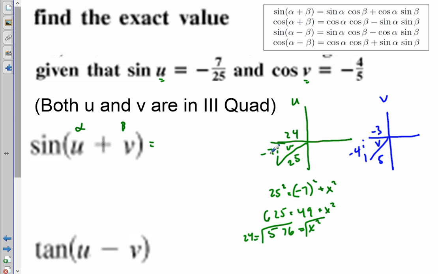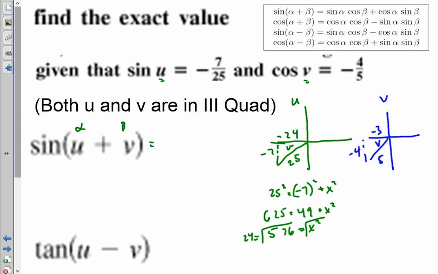So 24 can be -24 because it's on the left side. X's are negative here, Y's are negative down here. And so now we have our two different triangles to do our different angles. So now from here, we're going to set up what we have.